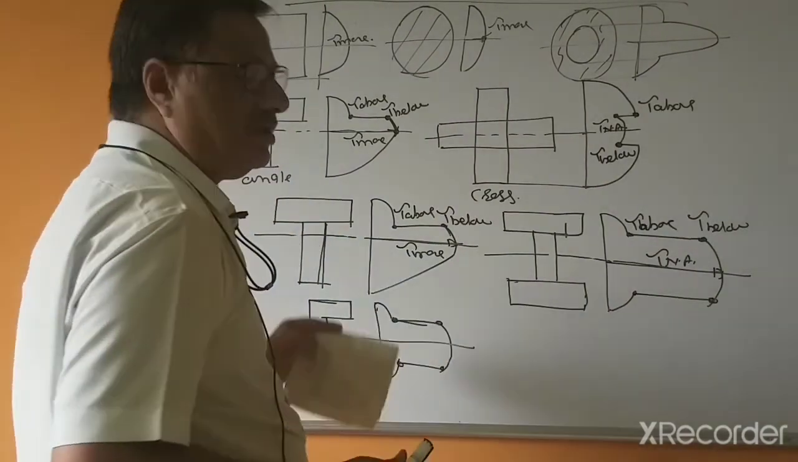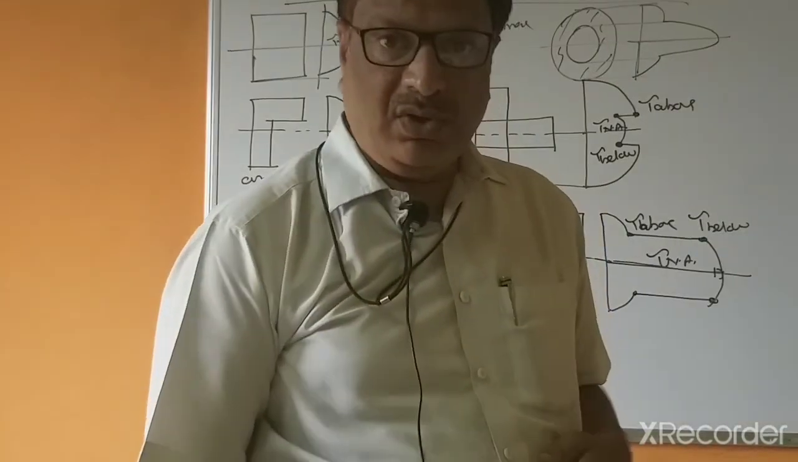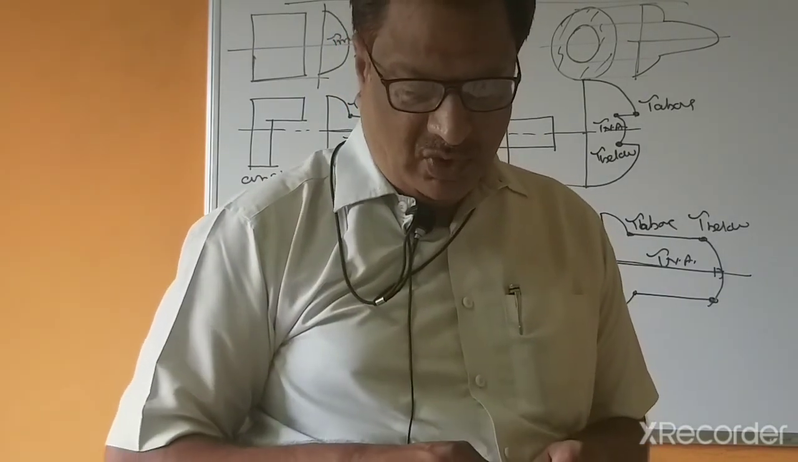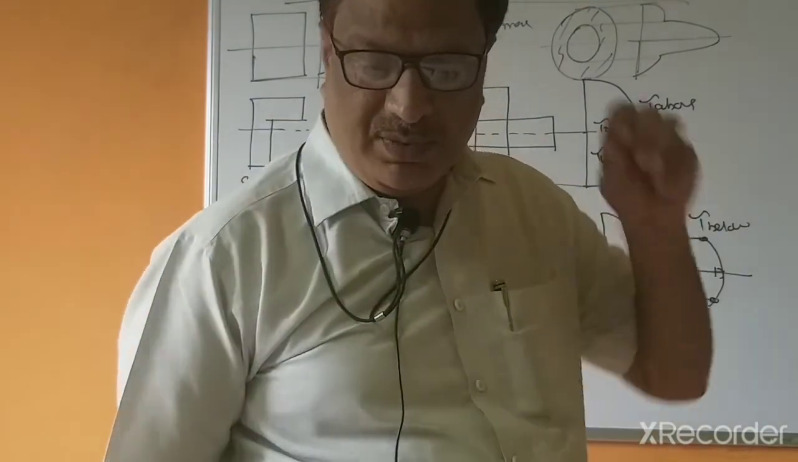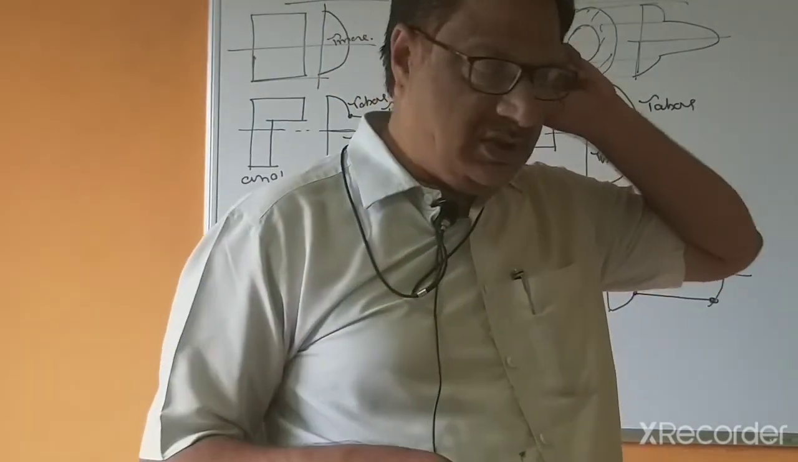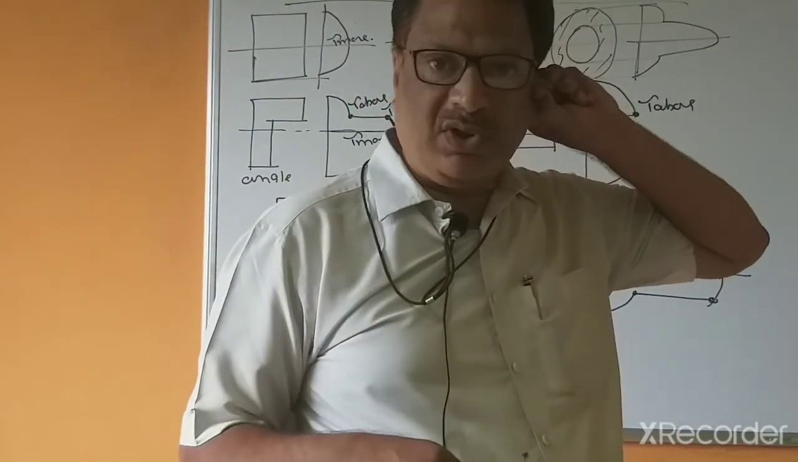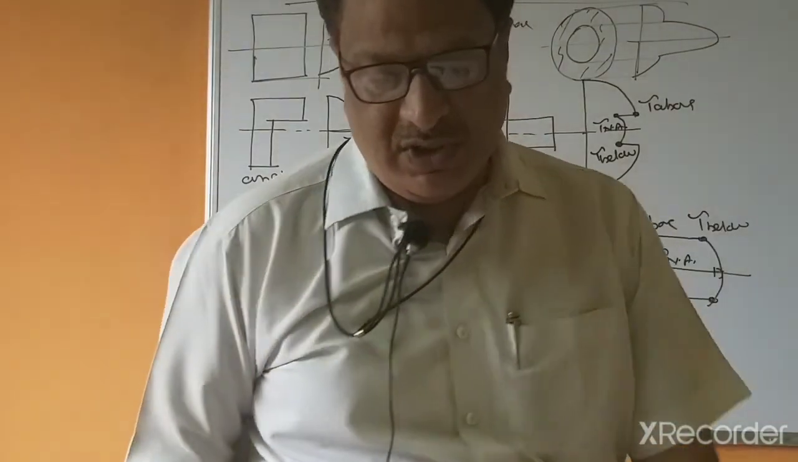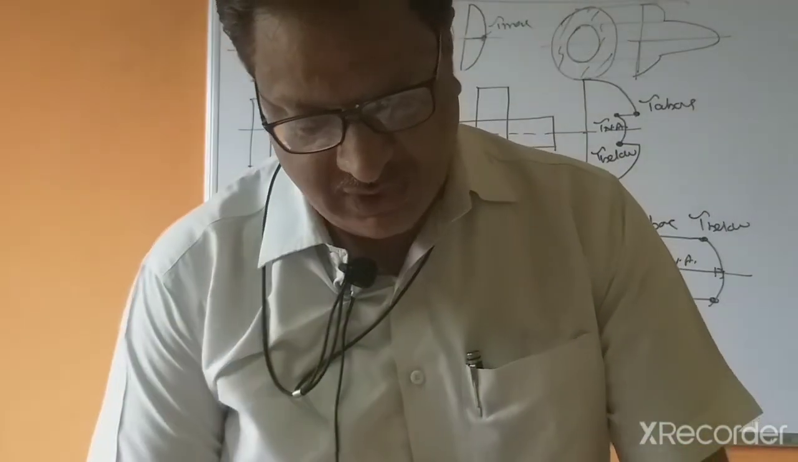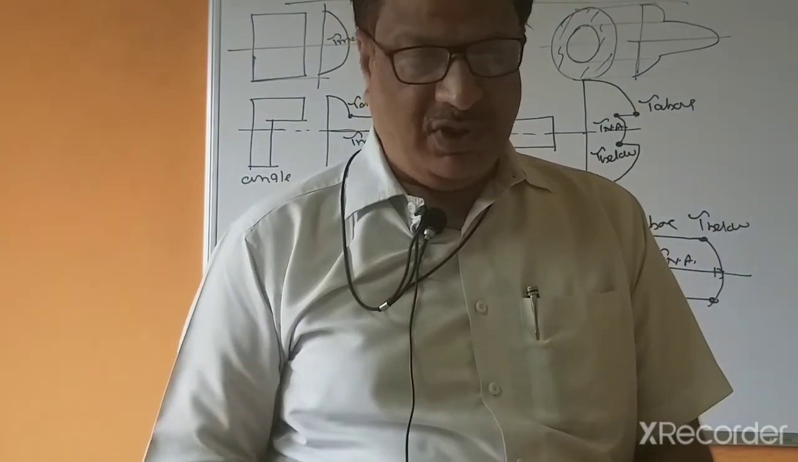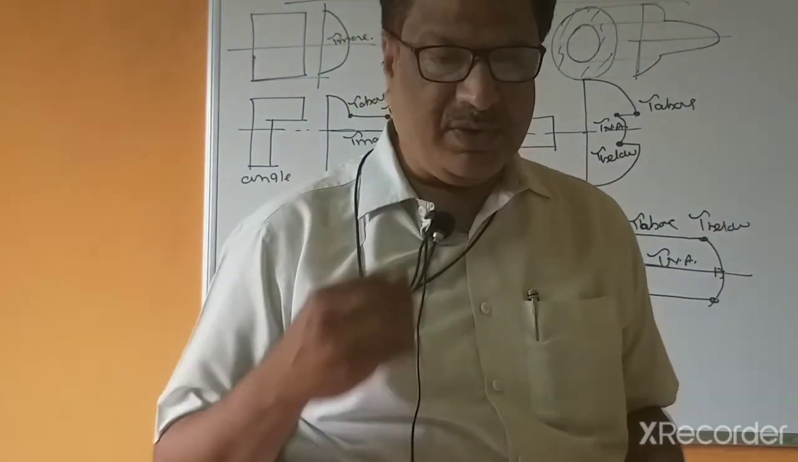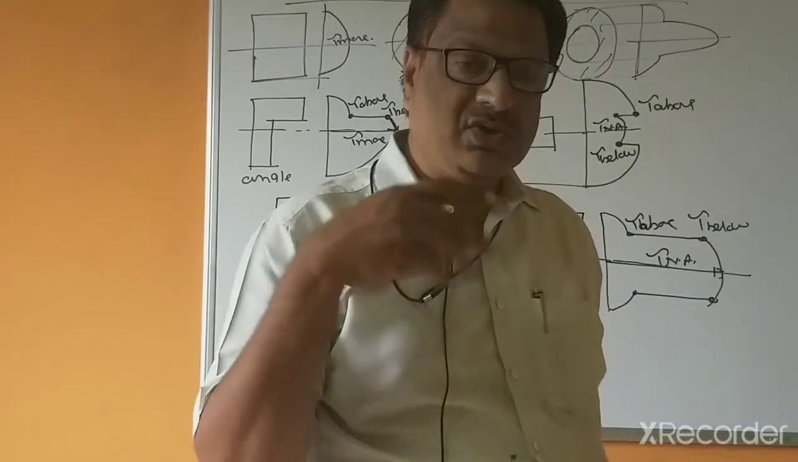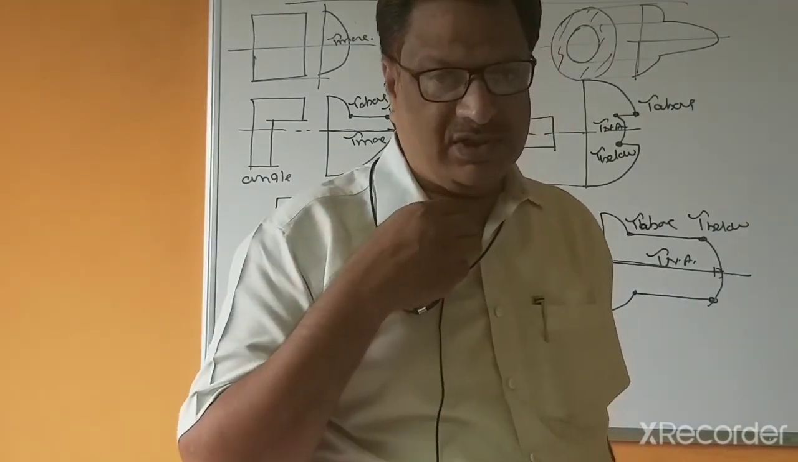So these are some of the distributions of the shear stress diagram for the different sections. So today I stop here and we complete this chapter, the shear stress distribution. In the next class we can start the 5th unit. I think in the 5th unit the chapters are torsion, and column and strut. So that we will study in the next class. Thank you.